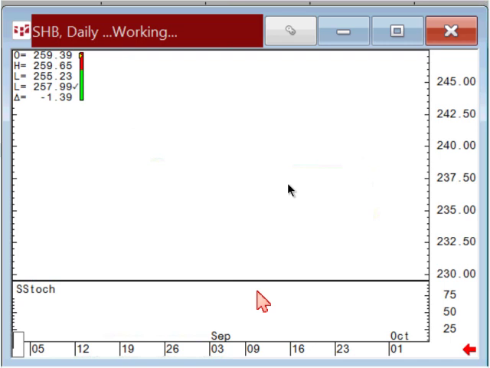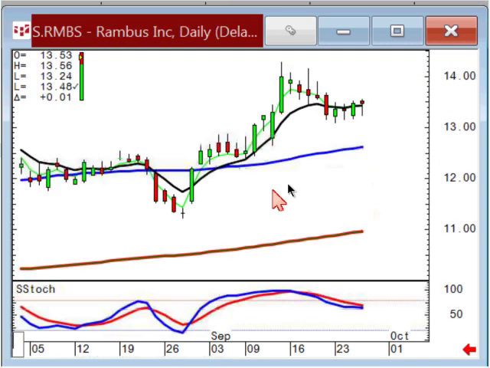SHB, I don't know what's wrong with that one not coming up. Whoops, I lost my place. Rambus. You can get ready to buy this one on positive trading and then just use the T-line as your stop.